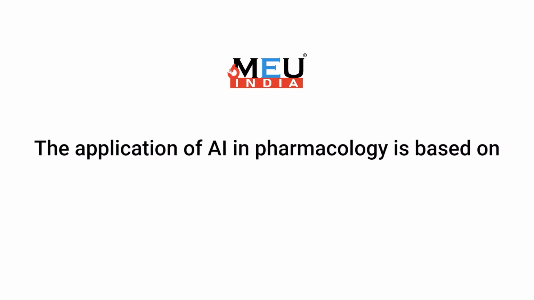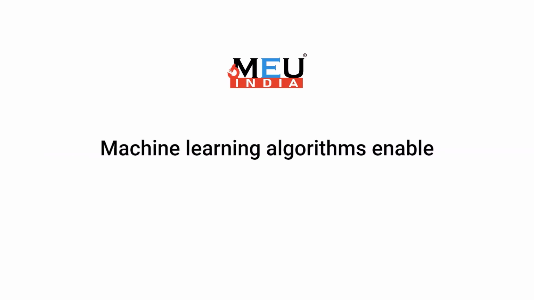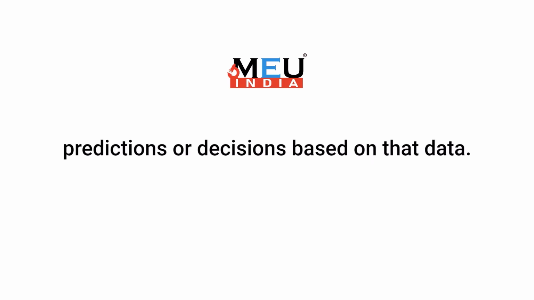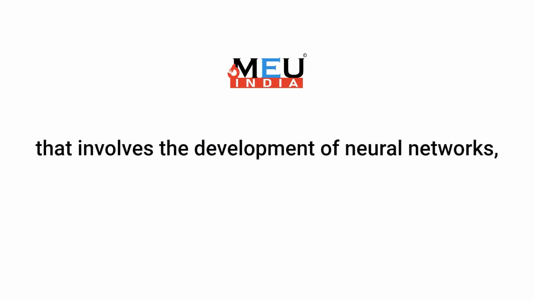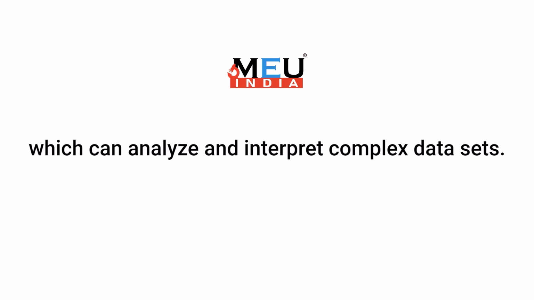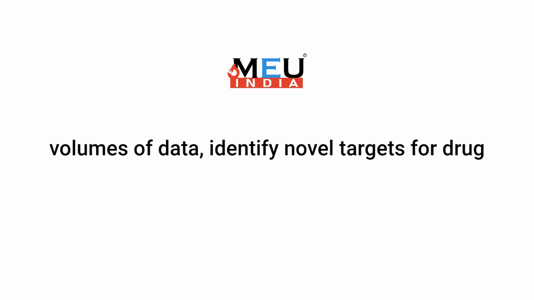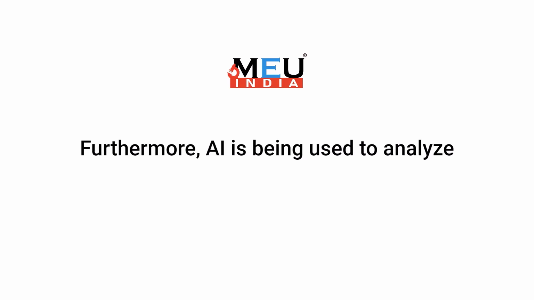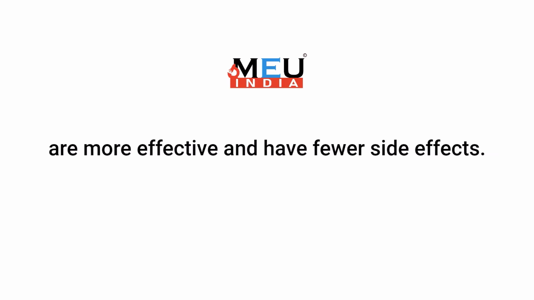The application of AI in pharmacology is based on machine learning and deep learning techniques. Machine learning algorithms enable computers to learn from data and make predictions or decisions based on that data. Deep learning is a subset of machine learning that involves the development of neural networks, which can analyze and interpret complex data sets. These techniques are being used to analyze large volumes of data, identify novel targets for drug development, and develop predictive models. Furthermore, AI is being used to analyze molecular structures and develop new drugs that are more effective and have fewer side effects.